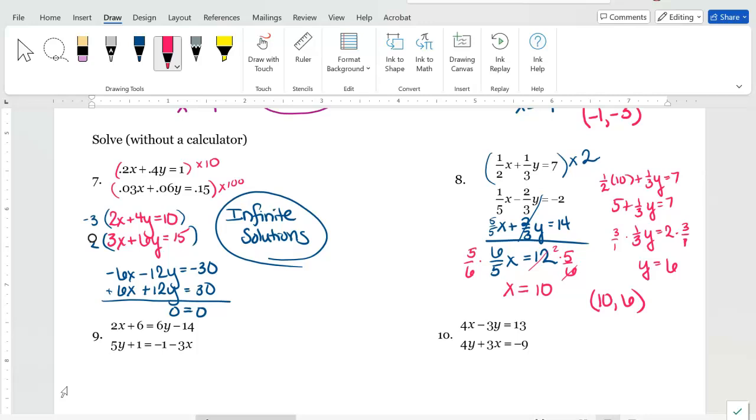Number 8 was a little tricky just because of the fractions, but if you look at the y's, the coefficient of the top y is 1/3 and the coefficient of the bottom y is negative 2/3. So I just multiplied the top by 2 so that I would have negative 2/3 y and positive 2/3 y. And then when you go through and solve that, you end up with the ordered pair 10, 6.